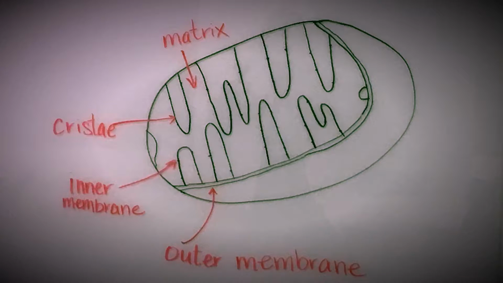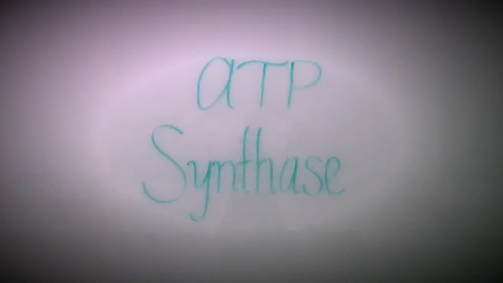ATP synthase, also known as complex 5, is the last enzyme in the oxidative phosphorylation pathway. The ATP synthase enzyme is one of the key regulatory enzymes that can reversibly produce or hydrolyze ATP.